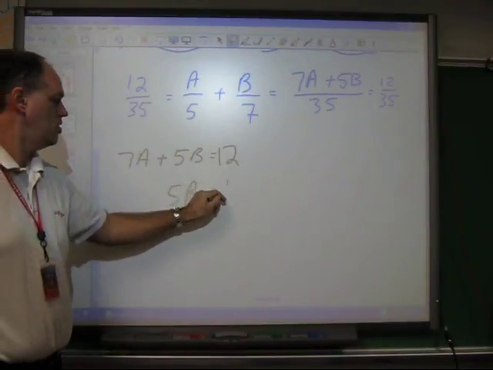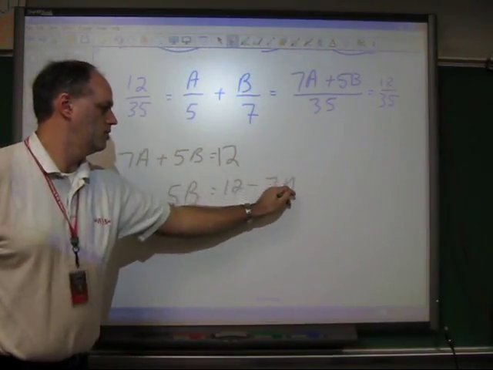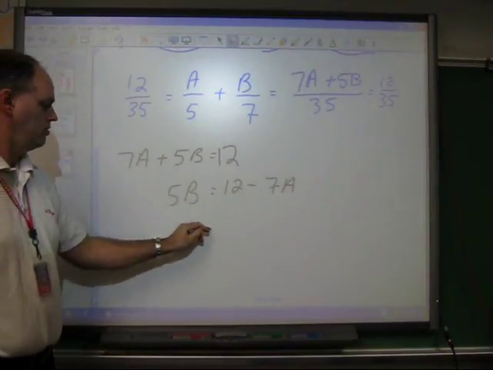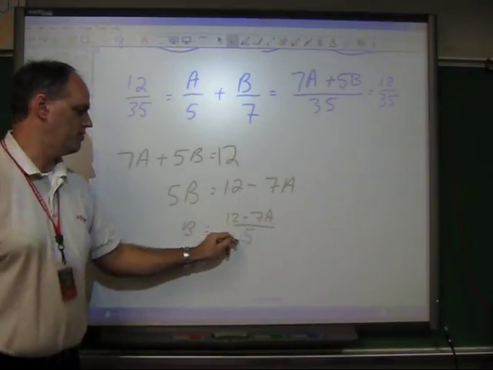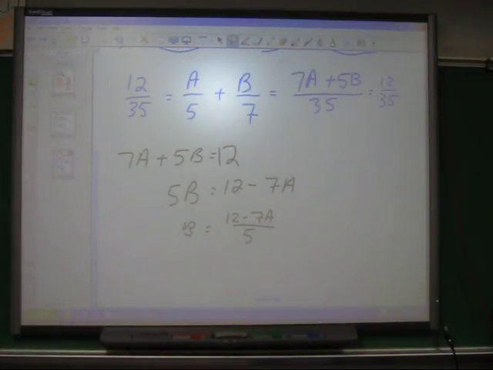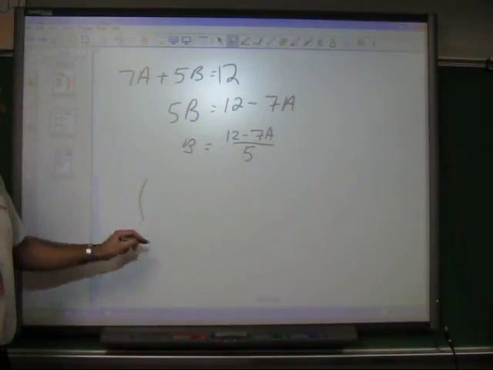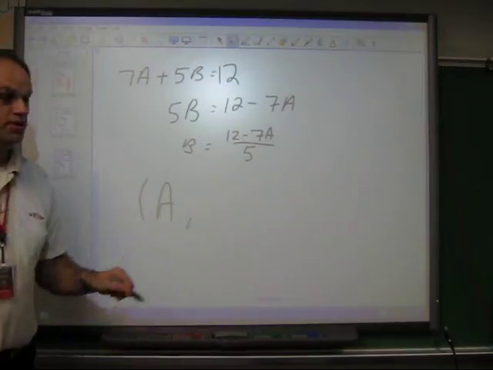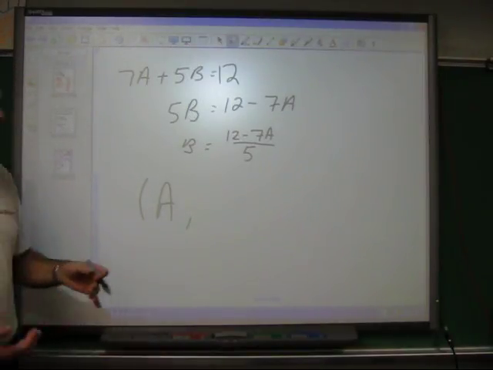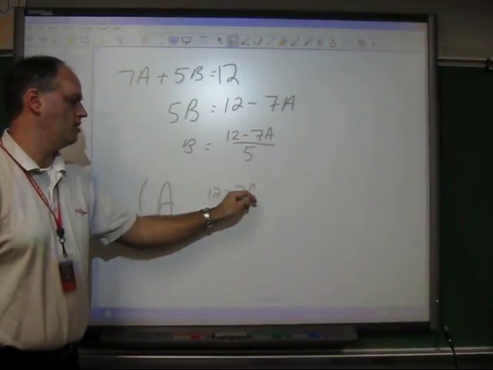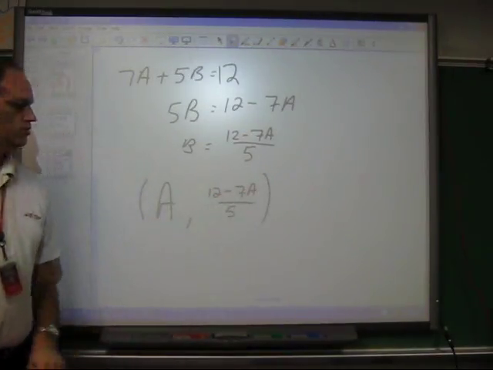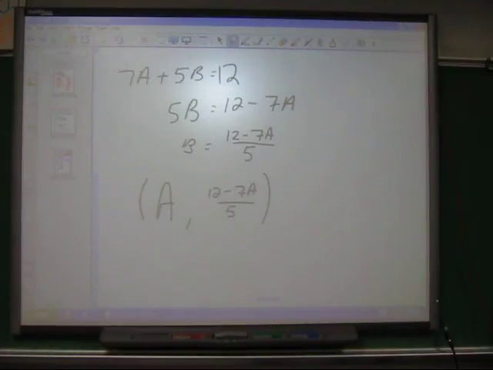So 5b equals 12 minus 7a. Divide by 5. b equals (12 minus 7a) over 5. And now we're going to write this down as a relationship where I get to pick a, an independent variable, and then the b value is calculated based on this relationship: (12 minus 7a) over 5. So for whatever a I pick, now I can calculate the appropriate b and exactly get to the right relationship between the two numbers.